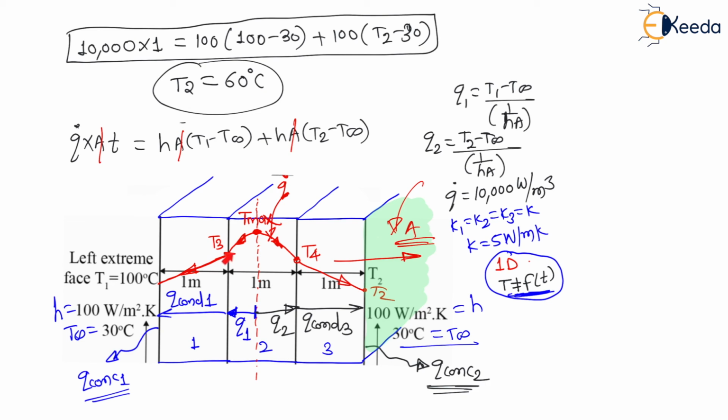And if the question is to find T3 and T4, then we can equate Q1 is equal to Q conduction, right? Q conduction 1. And to find T4, we can equate Q2 is equal to Q conduction 3 is equal to Q convection 2, right? Similarly, we can find T3 and T4 also, right?